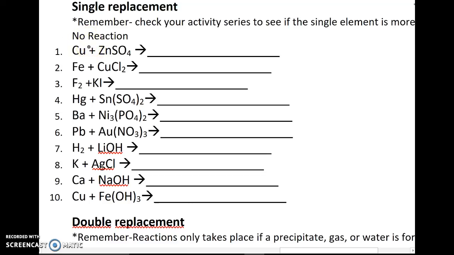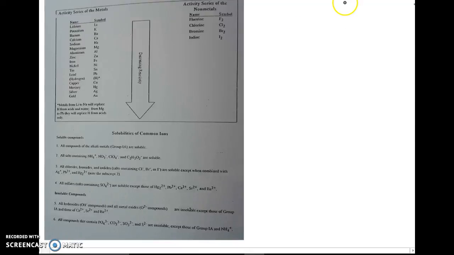Actually, before we do that, we have to recognize that in order for that reaction to take place, the element that's by itself must be more reactive than the element that it is replacing. And to reference that, we're going to look at our reference sheet, at our activity series. So here we have copper. It's going to want to replace zinc. But in order for that to happen, copper has to be more reactive than zinc. So let's go over to our reference section.